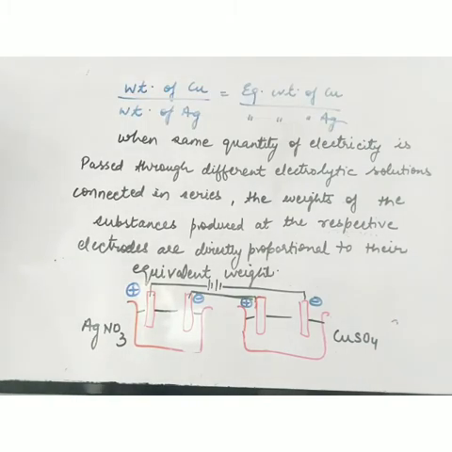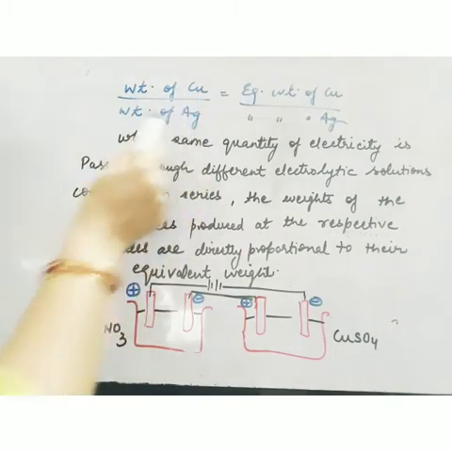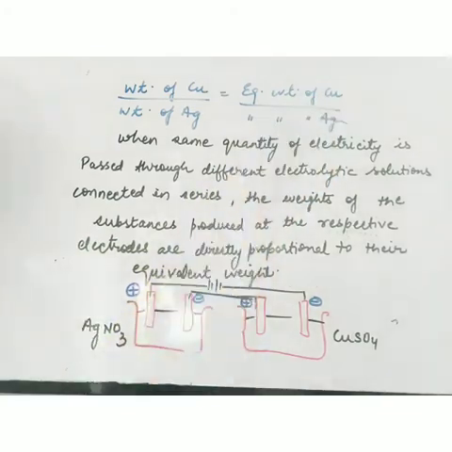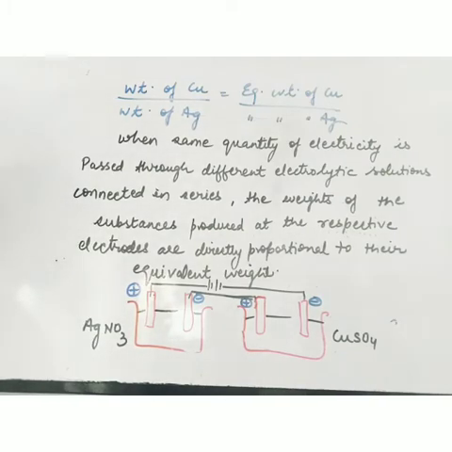So I can write it like this: weight of copper upon weight of silver is equal to equivalent weight of copper upon equivalent weight of silver. The greater the equivalent weight of a substance, the more of its quantity will be deposited. So these are the two laws of Faraday.